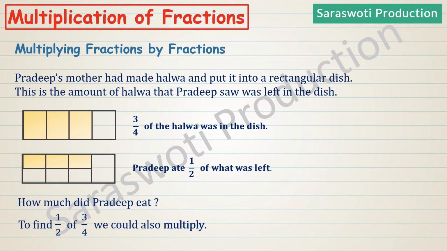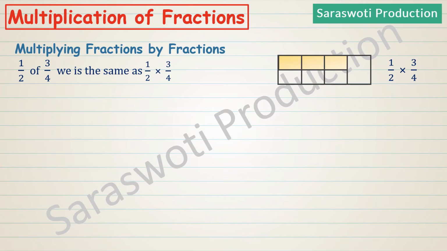To find 1 by 2 of 3 by 4th, we could also multiply. So you can use the word "of" as a multiplication symbol. How would I do this? Let's see. 1 by 2 of 3 by 4 is the same as saying 1 by 2 into 3 by 4. So as you can see here, the word "of" is replaced by the multiplication symbol.